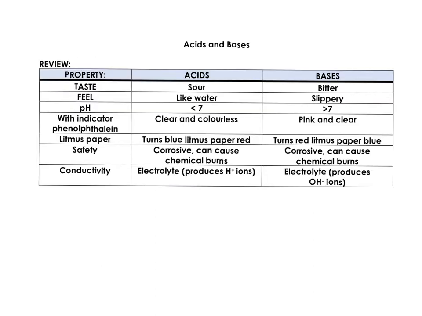These are some properties of acids and bases that you might have reviewed last year. Taste: acids taste sour, bases are bitter. Acids feel like water, but bases are slippery. The pH of an acid is less than 7, whereas for bases it is greater than 7. Indicators: phenolphthalein is the most common, clear and colorless for acids, pink for bases. Blue litmus paper turns red for acids, and red litmus paper turns blue for bases.